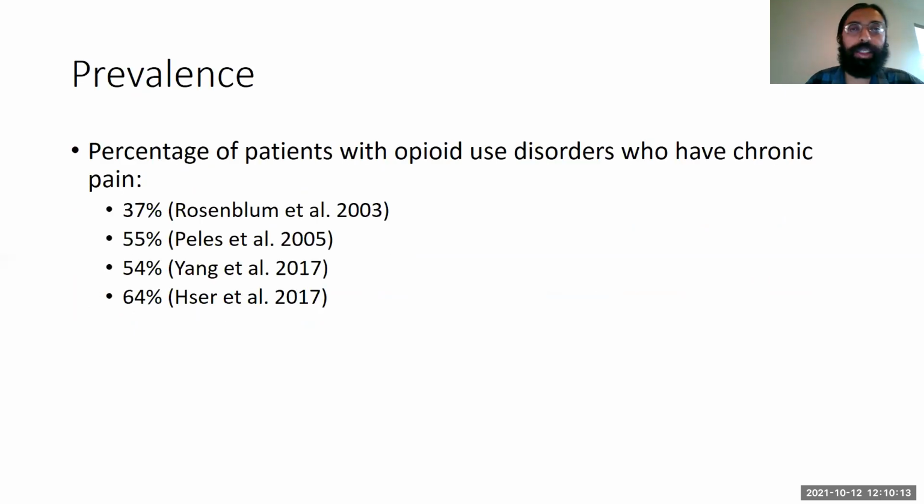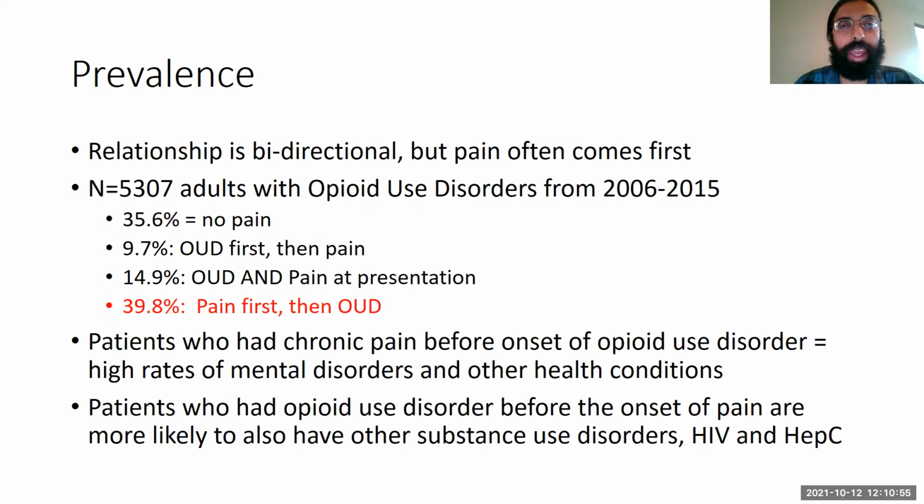I will begin with prevalence. This is a number of studies that I compiled, looking at the percentage of patients who have opioid use disorder who also have chronic pain. You can see that some of the early studies, done by Rosenblum in 2003, put the number at 37%. But some of the newer studies have pegged that number higher, including this study by Illings-Zare in 2017, which put the number at almost 2/3, saying that about 2/3 of patients with opioid use disorder also have co-occurring chronic pain. So this is clearly common, and therefore we need to be paying attention to it.